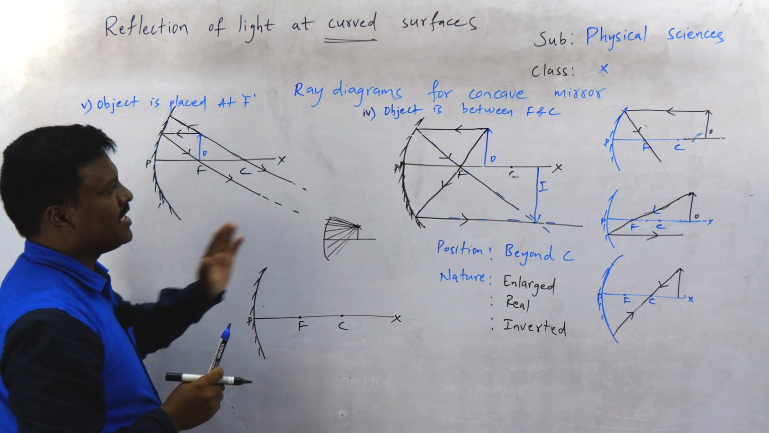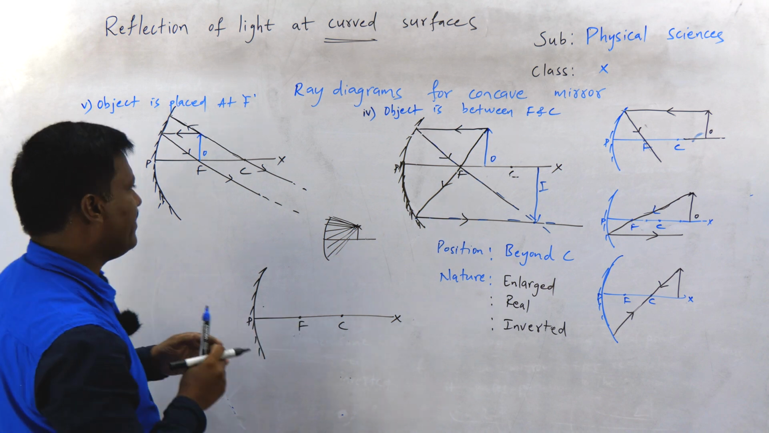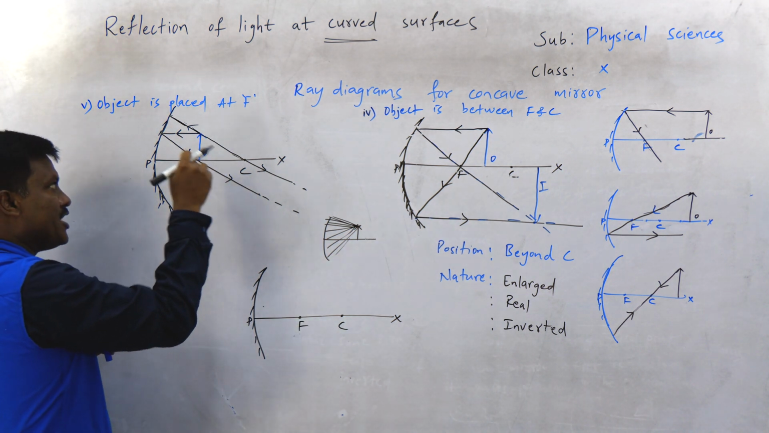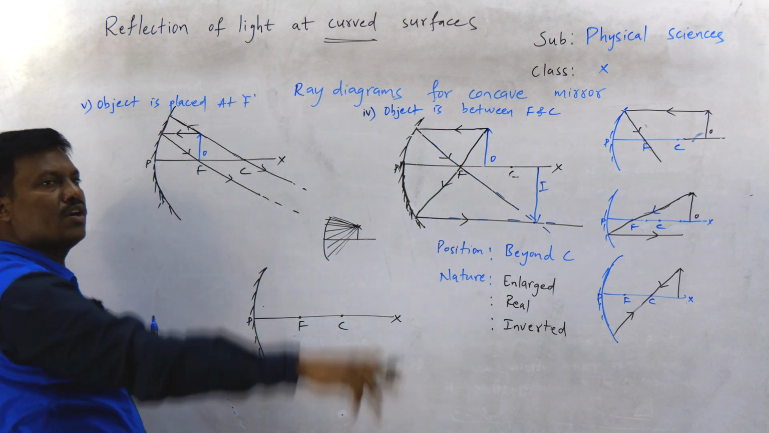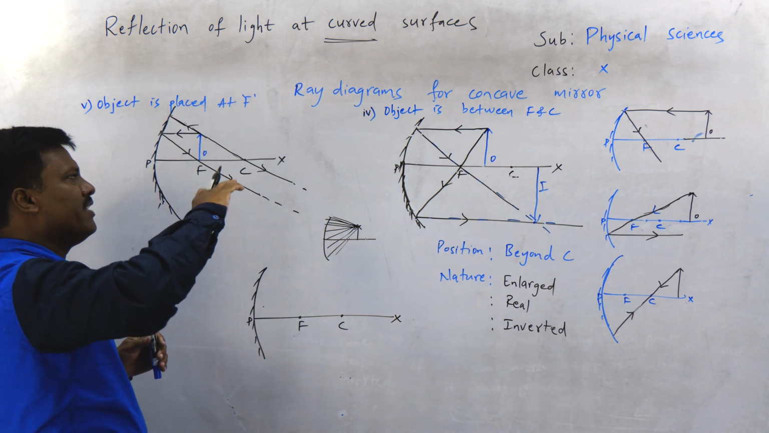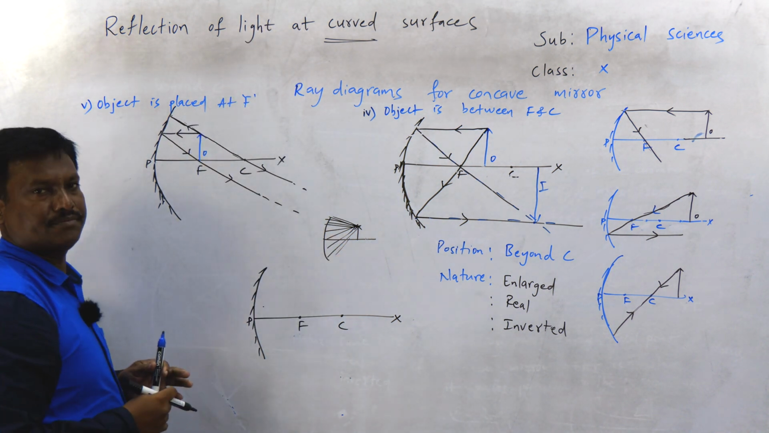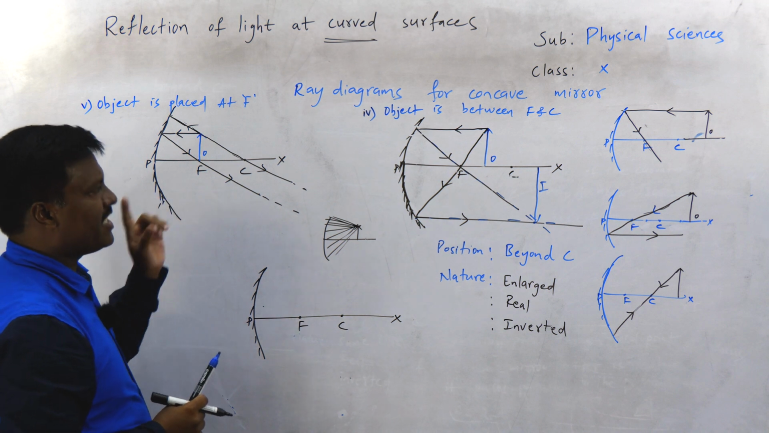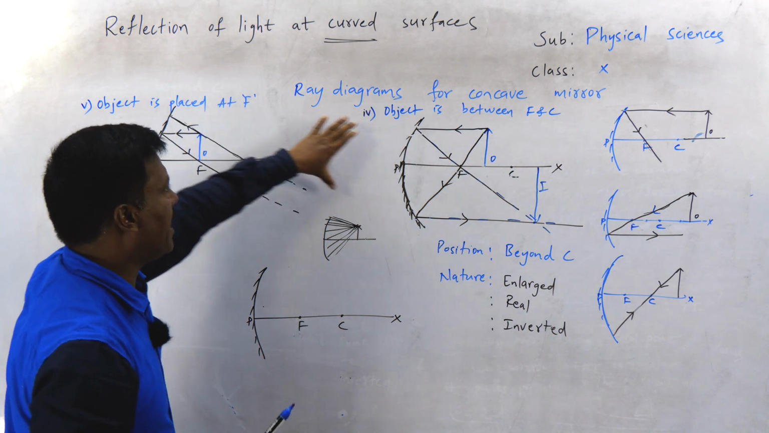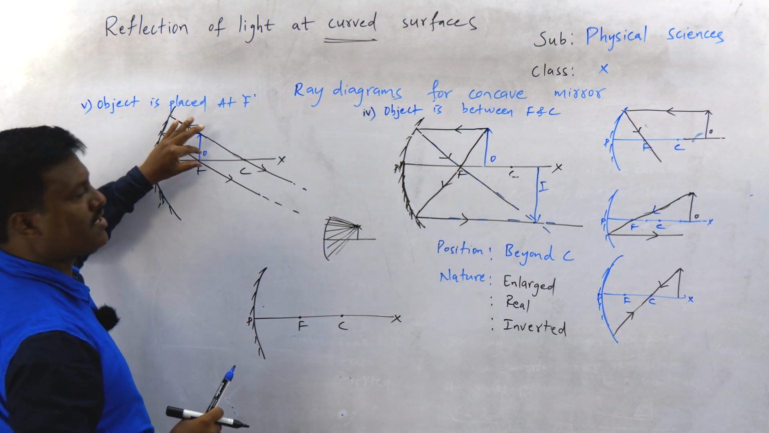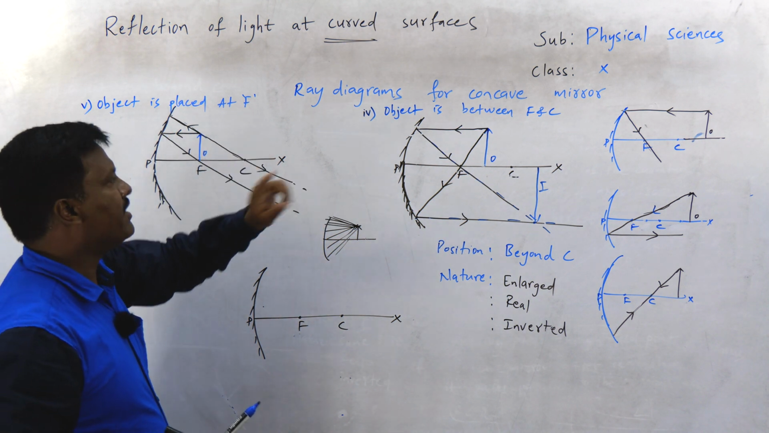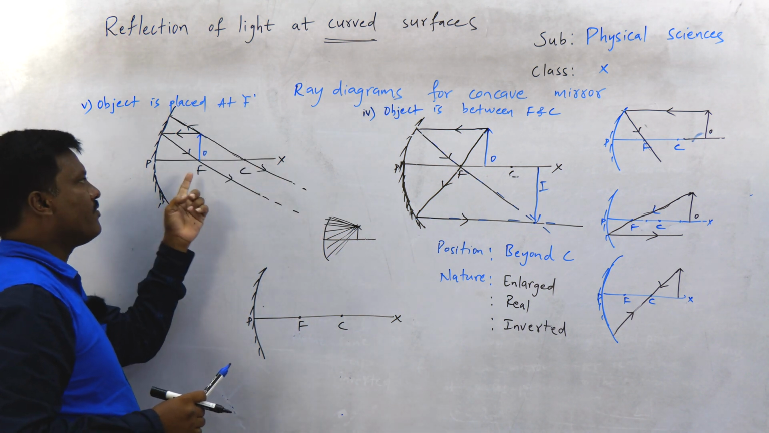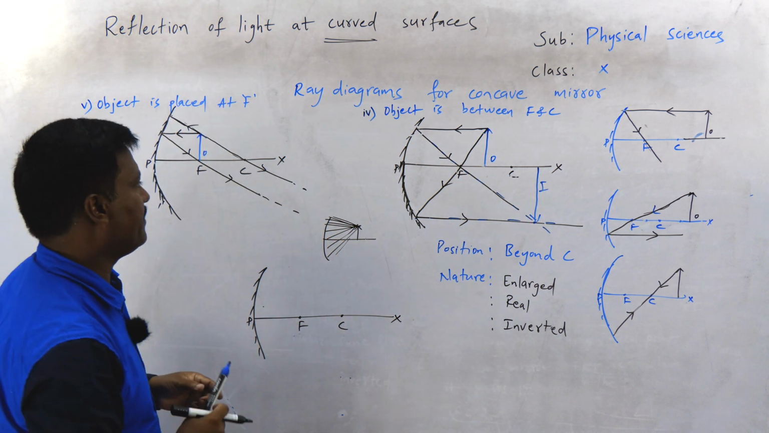But since mirrors form images, we understand that in this particular case, when the object is placed at focus, the image forms beyond, very far away, that is called infinity. Okay, in the first case we have already discussed, when the object is at infinity, a parallel beam is incident and the image forms at focus. Here when the object is at focus, the image forms at infinity.